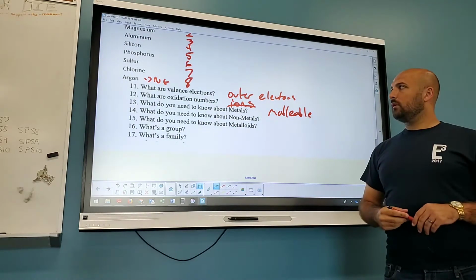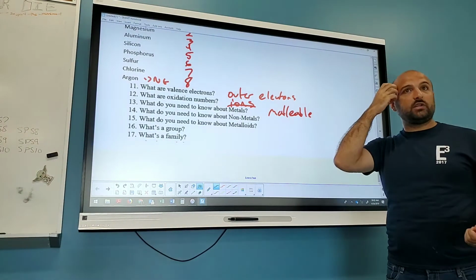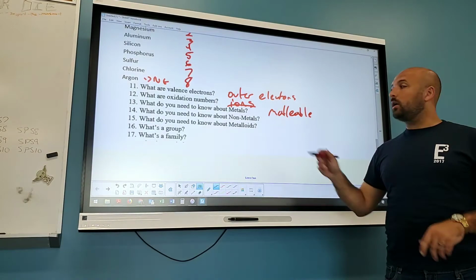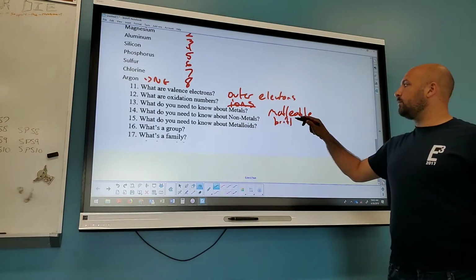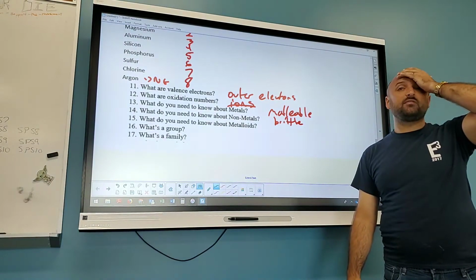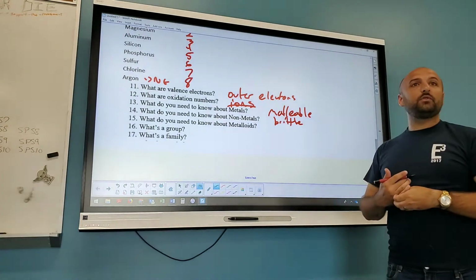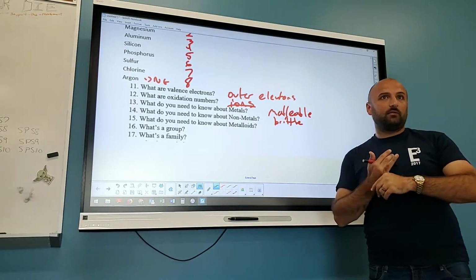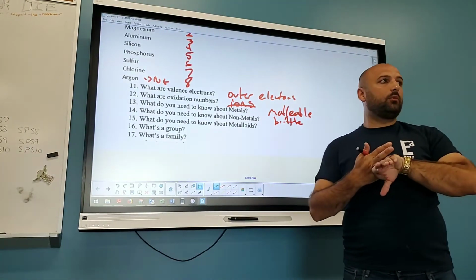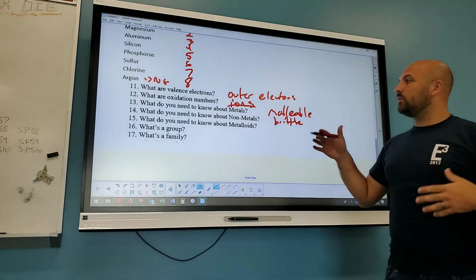What do I know about nonmetals? They're not shiny, they're dull, right? They don't conduct electricity, and they're breakable. We call it brittle. You can break them. I can break a piece of wood, right? It breaks. It doesn't bend, at least not that much. And then metalloids are kind of in between. They're semiconductive. Some are hard, some are brittle, some are bendable. It just depends. They're kind of the in-between place.